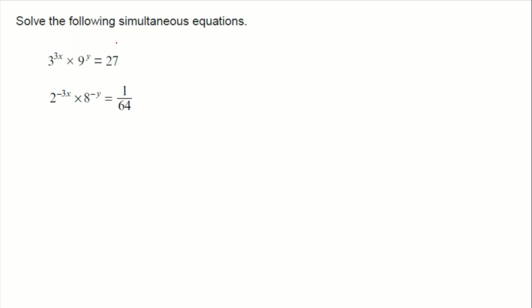Okay, welcome back. We've never seen simultaneous equations like these before, because they've got bases and powers in them on all sorts. So far, we can only really solve simultaneous equations like 4x plus 7y equals 19, with no bases in them. Again, we can't take logs here because of the different bases.